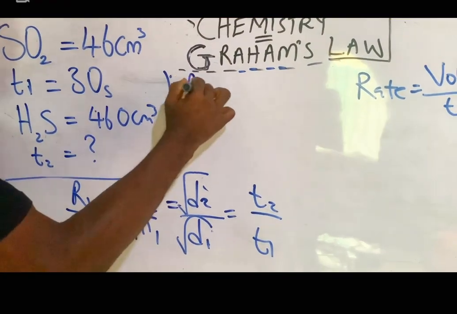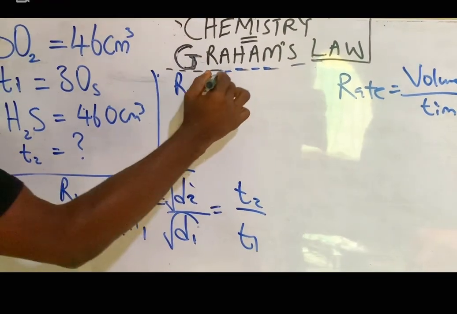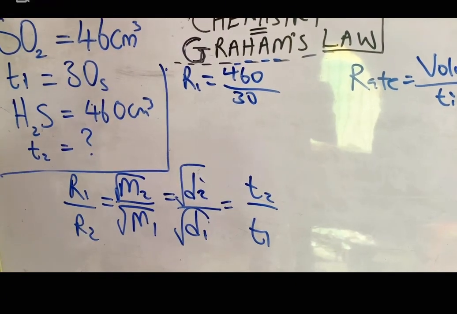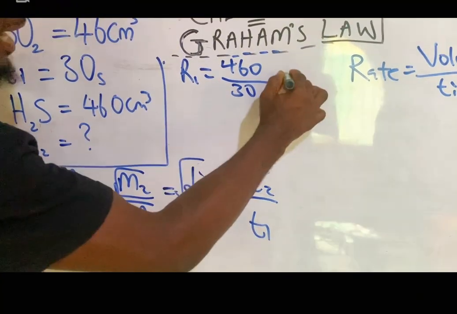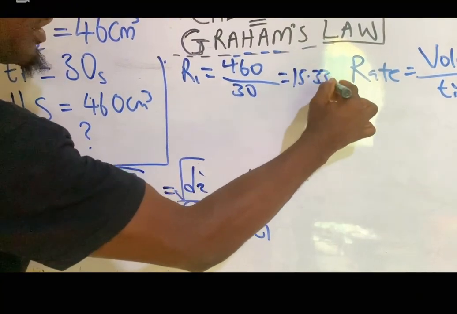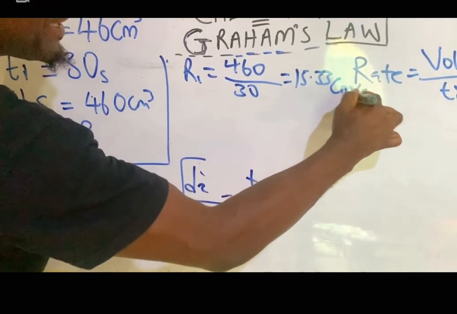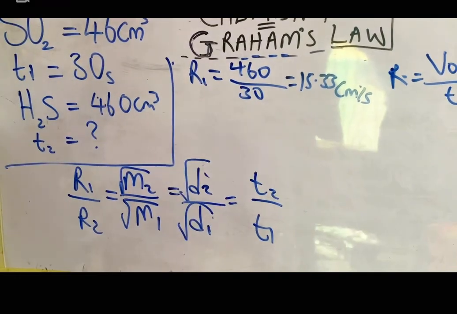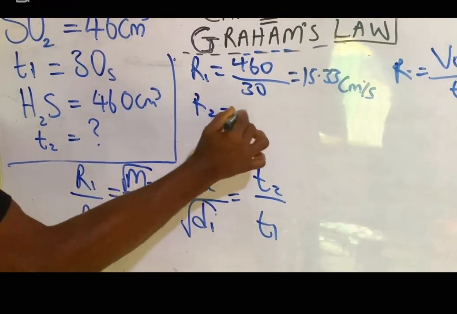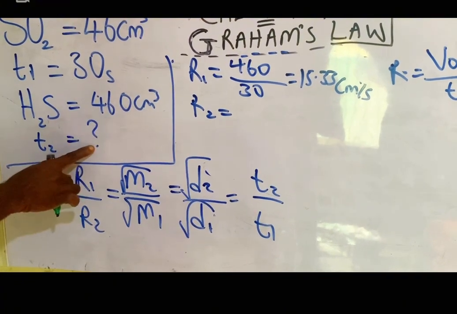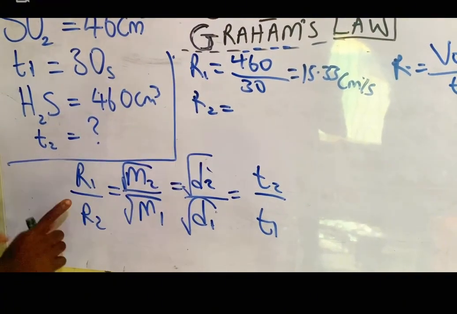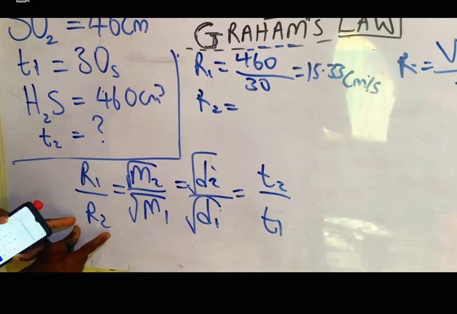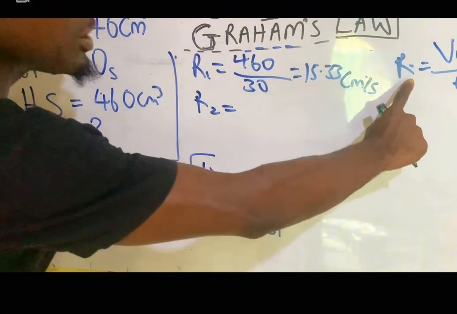So I'll come over here. My R1 is equals to the volume of R1, which is 460 over the time, which is 30. Now let's press in our calculator to know what answer is. 15.33 cm3 per second. Let's not forget that. So we are done with R1. What about my R2? In this case, we have volume, but we don't have time. So we can't get our R2. But we are going to use our R1 to equate with this in order to get our R2. And then when we get our R2, we connect it with this to get the time.